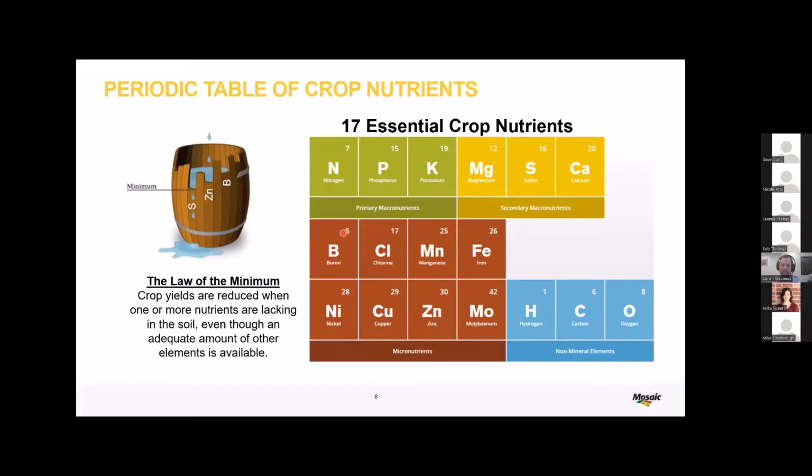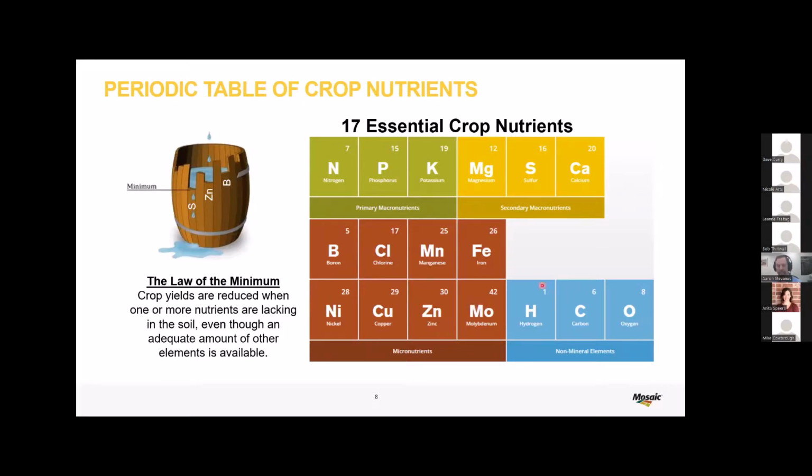And they can be challenging because they can move from a deficient to a sufficient to a toxic level very quickly because they're needed in such small amounts. So we need to be mindful of that. But those micronutrient elements are boron, chlorine, manganese, iron, nickel, copper, zinc, and molybdenum. Sorry, it's always a mouthful. I always say it wrong. But those are the ones you need in small amounts.